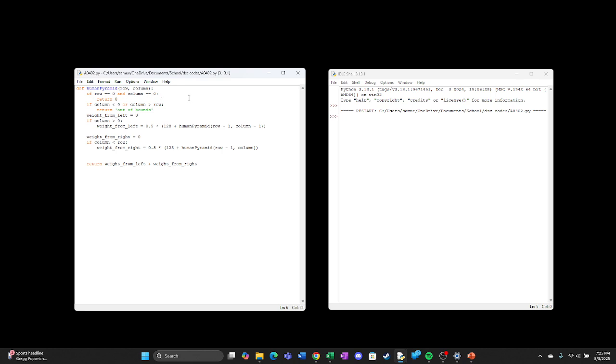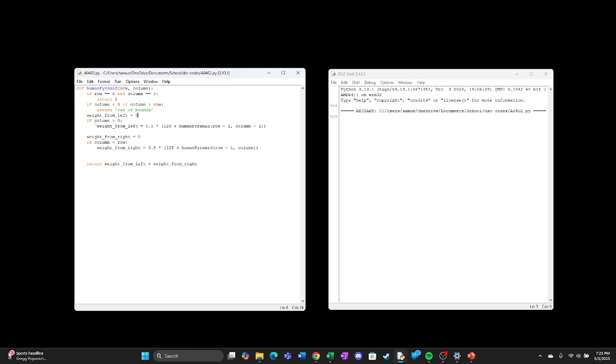If so, then there's no additional weight, and the function can end. Then we check if the column is negative or if the column is greater than the row. So this is a little bit of an out of bounds check, just to make sure that if the column is greater than the row, that means they're outside of the pyramid and will have 0 weight on them. So then we go into the actual meat of the function.